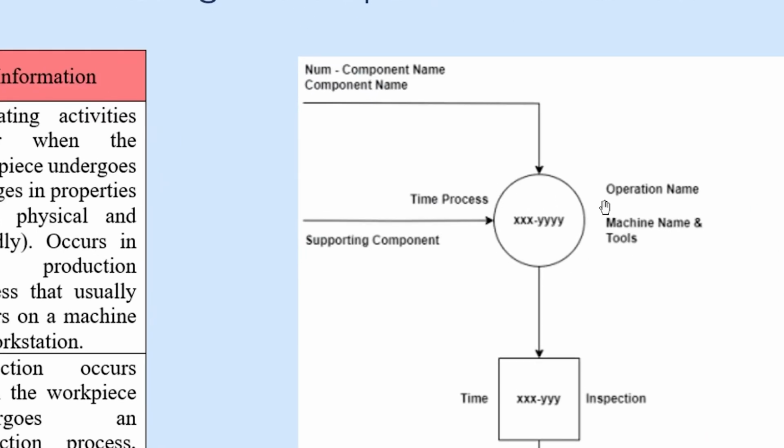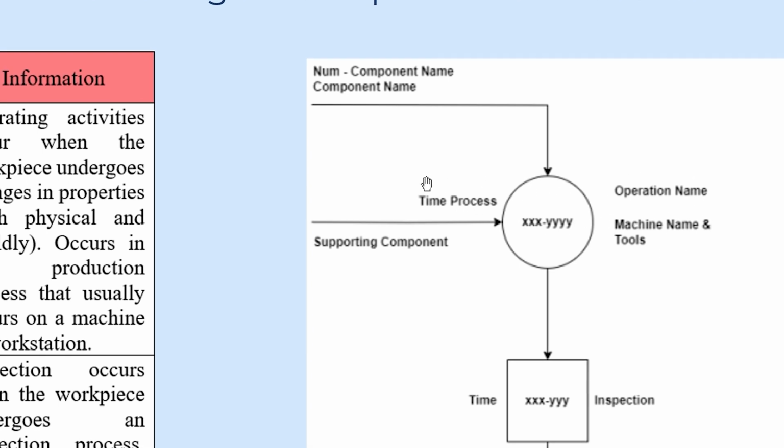So let's move to this part. Inside the circle there is the part number from a bill of material. On the right side you can see there is the operation name, machine name, and tools. On the left side you can put the process time and supporting components.